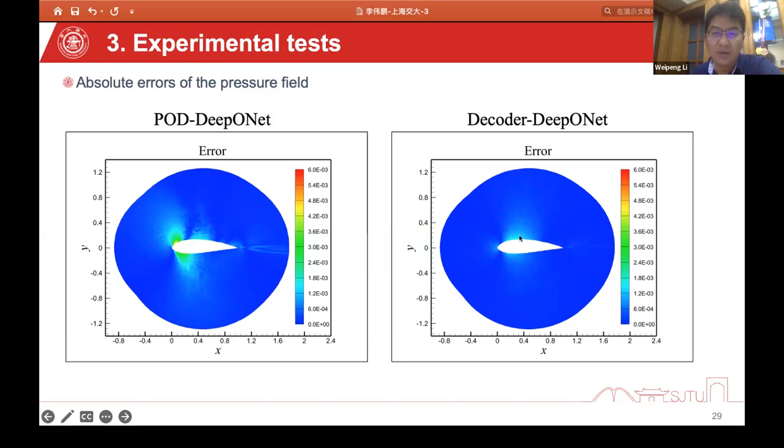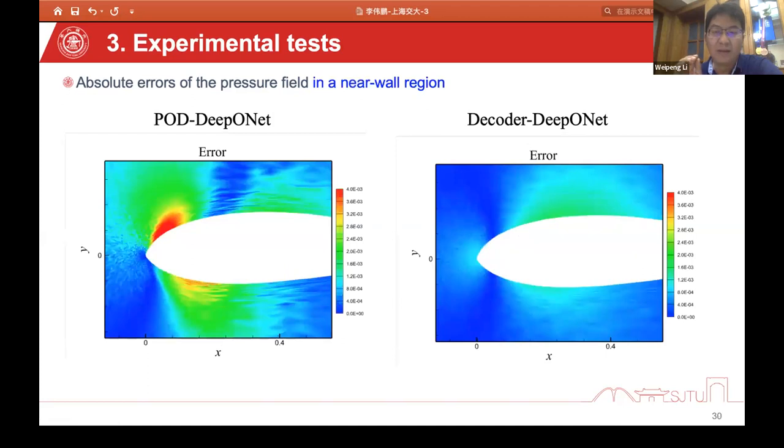If we go to the near wall region, we can see that the error is much larger near the wall, especially for the POD DeepONet. That's why we prefer the decoder DeepONet, because we are interested in the fluid prediction near the wall to get the forces, to get the lift, to get the drag.